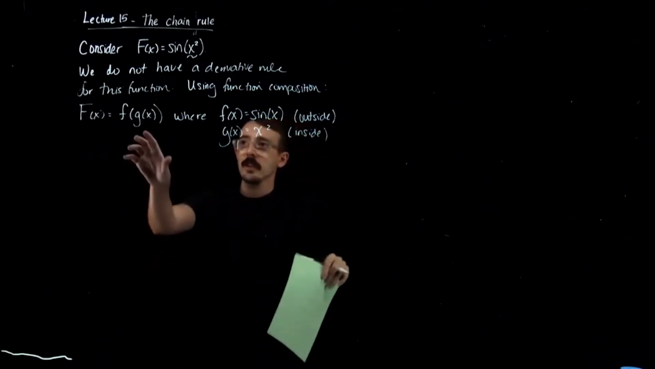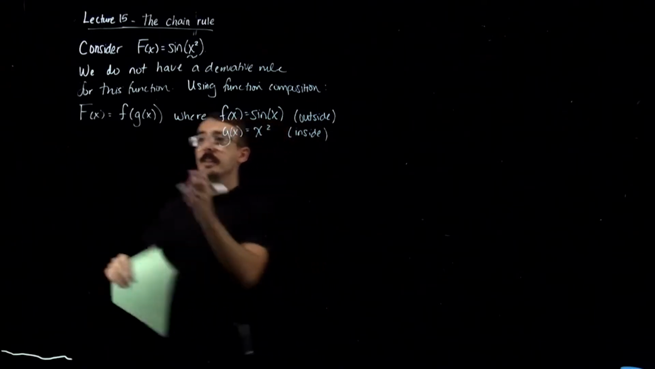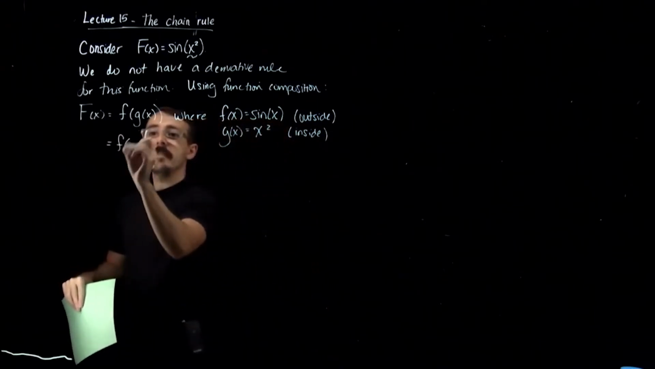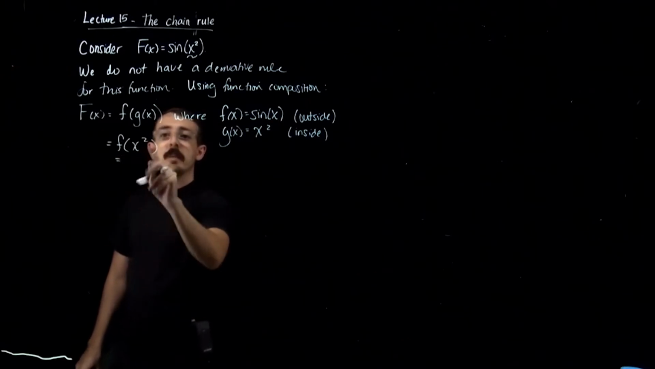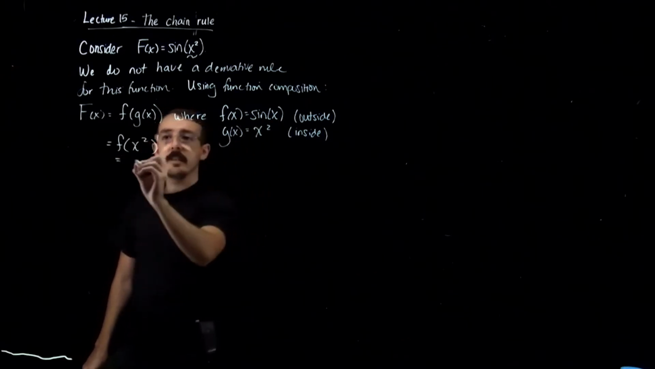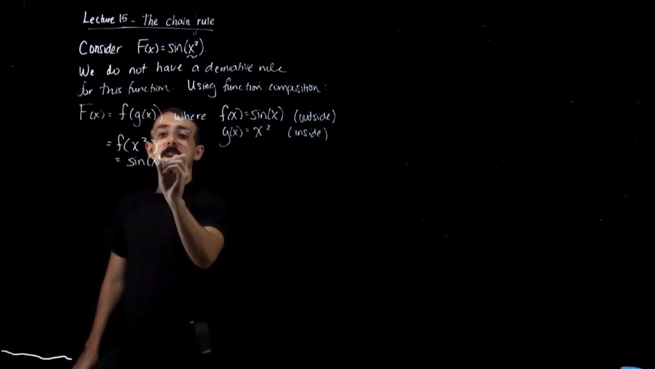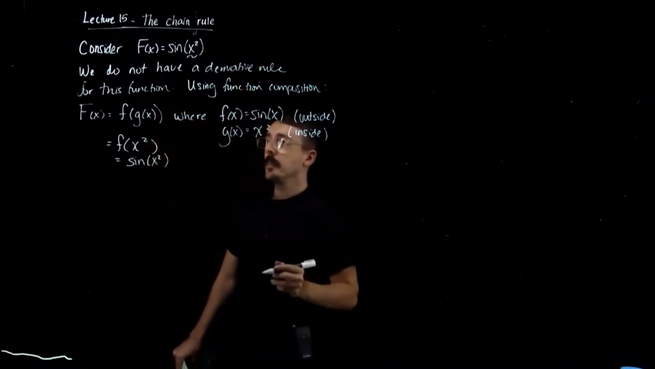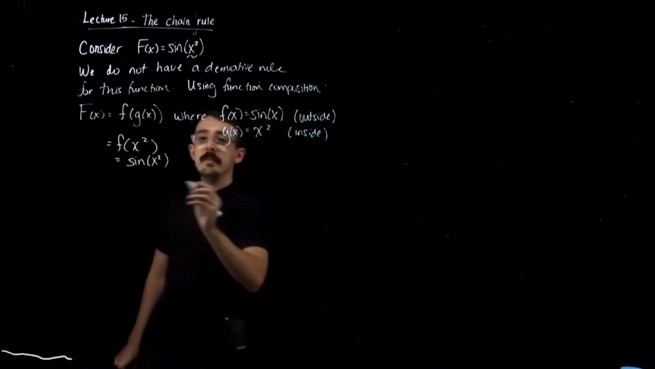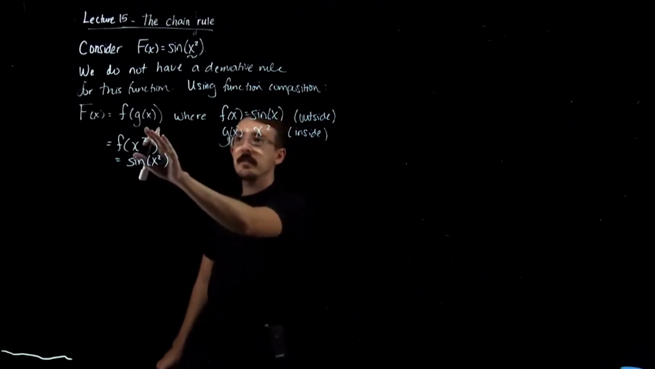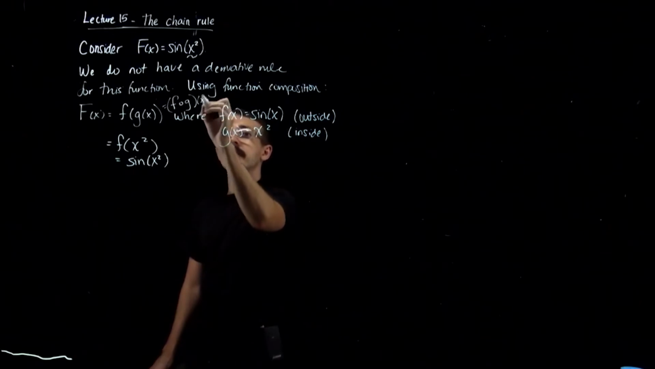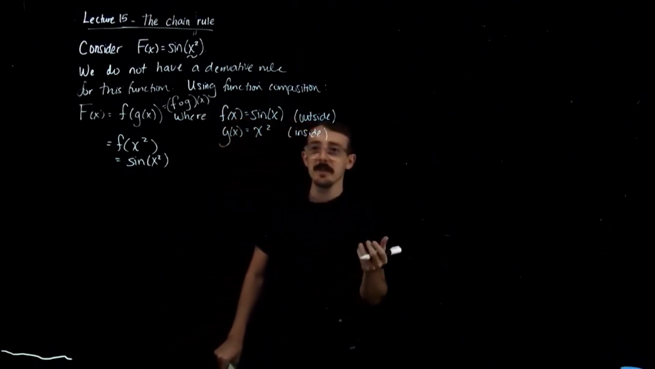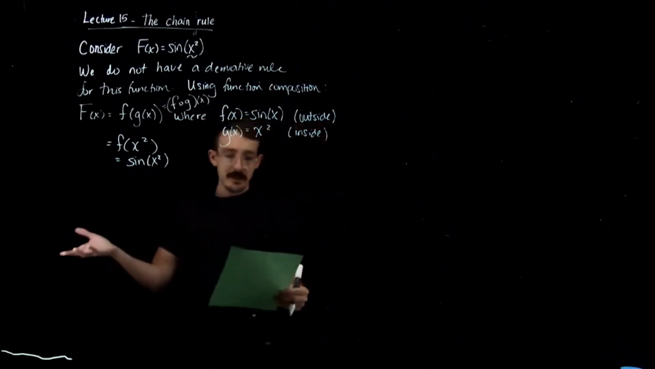So if you look at this, f of g of x is f of x squared. And if I plug x squared into f, I really do get the sine of x squared that I started with. So capital F is equal to some kind of composition of functions, and remember, this is just f of g of x. That was our review material. So how do I deal with something like this?